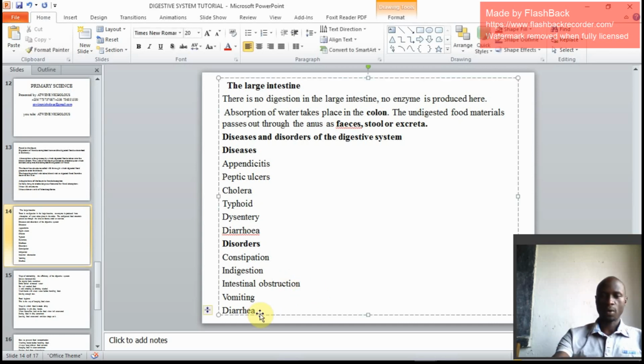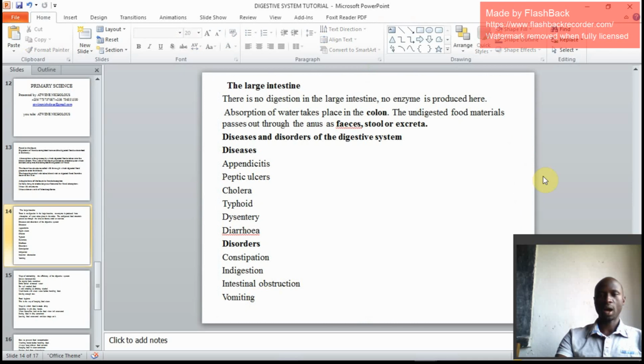We have vomiting as another disorder. You may actually eat food that you are not used to, and at the end, you find yourself vomiting.